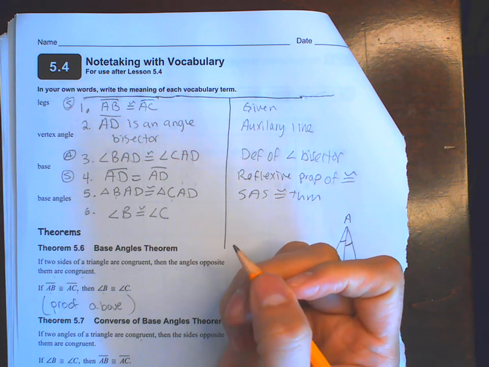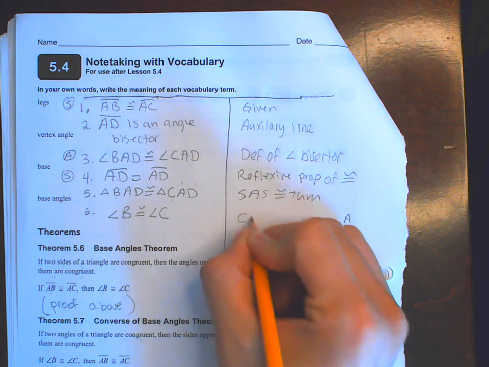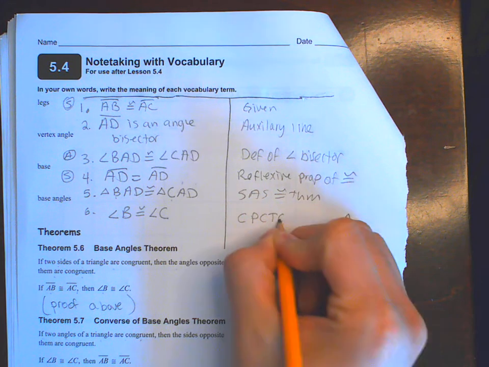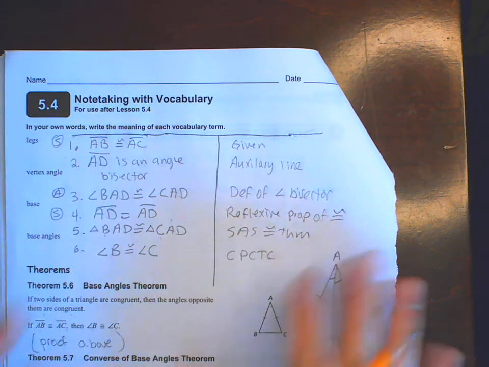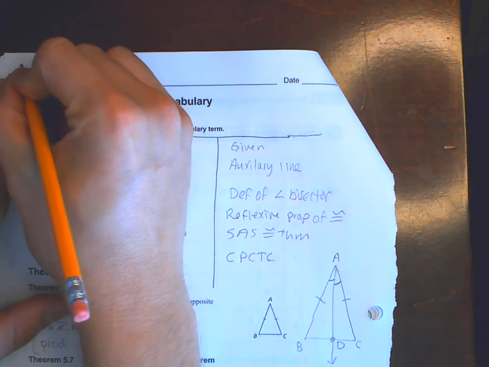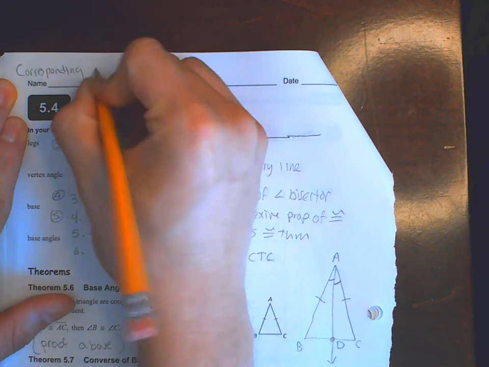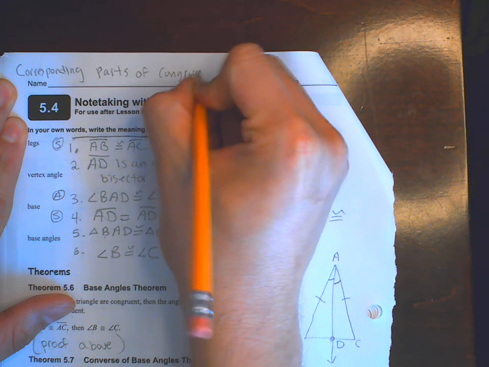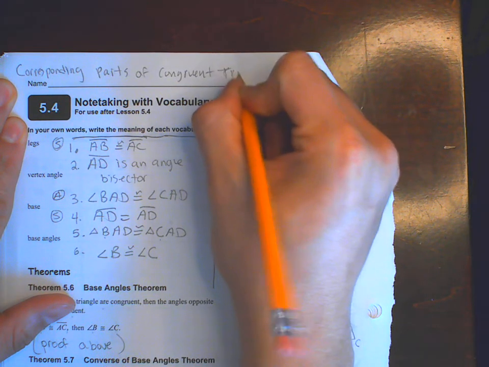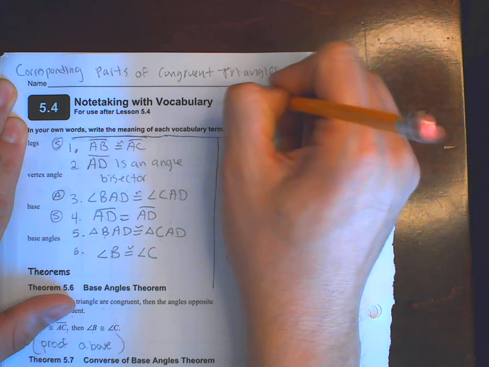Now, this is the part that you're going to be really confused on. It's an acronym, CPCTC. So what does CPCTC stand for? All right, write it up here so you can see it. Hopefully you have enough space. It stands for this: Corresponding parts of congruent triangles are congruent.